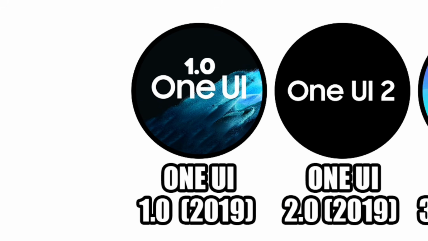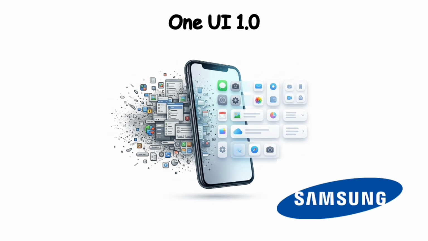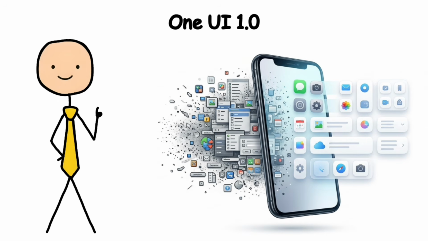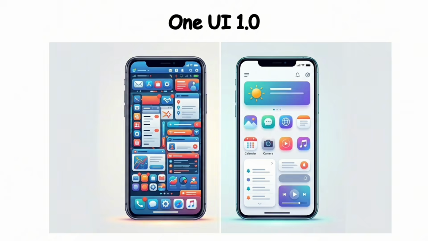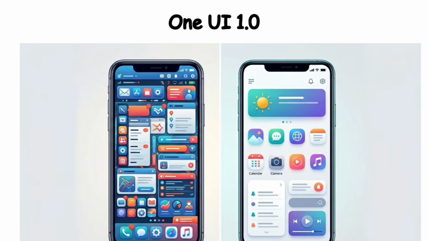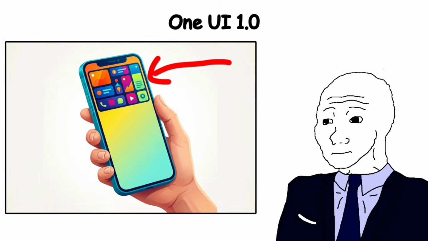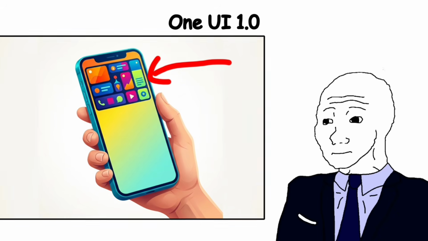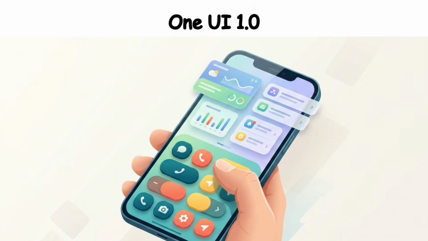One UI 1.0, 2019. One UI 1.0 was Samsung's fresh start, and it fixed the biggest complaint about Samsung software for years. Before One UI, Samsung ran a skin called Samsung Experience. It was cluttered and uncomfortable to use one-handed. Content sat at the top of the screen, impossible to reach with a thumb without shifting the phone.